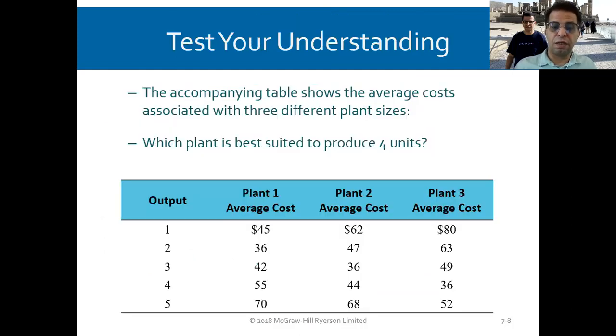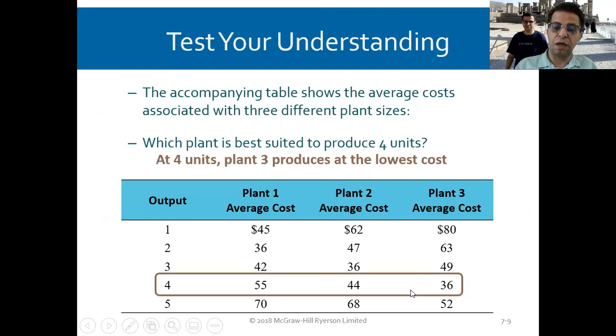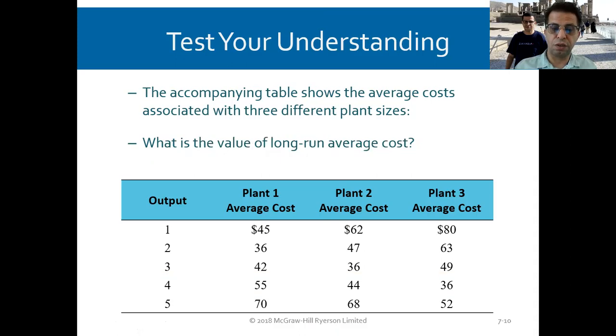Now to understand, the table shows the average cost associated with three different plants. Which plant is the best to produce unit 4? From the given numbers, which plant is the best to produce unit 4? And we're having an average cost of each plant. So definitely, we see $36 is the best. So at unit 4, plant 3 produces at the lowest cost.